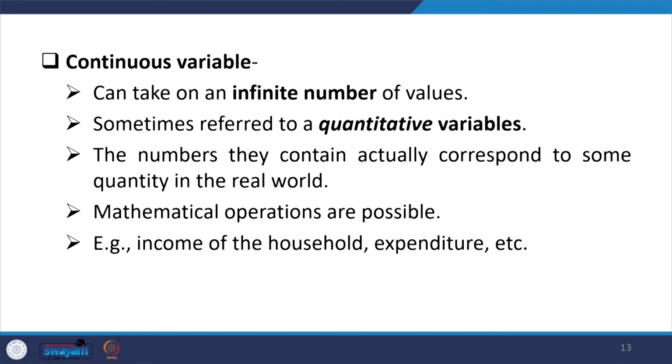If it is a continuous variable, as we have already defined, like ratio data, out of the 4 types of data, usually we find continuous characteristics in the ratio data. If it is continuous, there are in fact an infinite number of values possible. These are sometimes referred to as quantitative variables. The numbers they contain actually correspond to some quantity in the real world. So, mathematical operations are possible in this data. Income of the household, expenditure, age of the person, the weight of the person, height, etc., are all called quantitative variables.